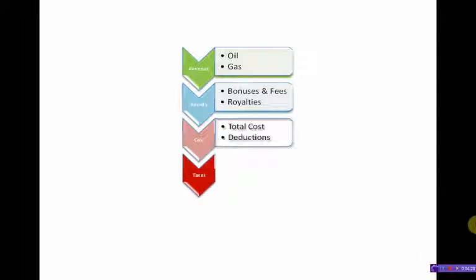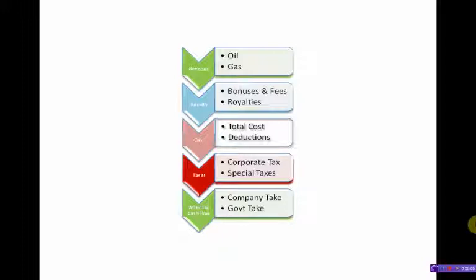Your taxes could be, again, several layers of taxes. The most common is corporate tax, and generally there are a few other taxes as well, like special taxes or special petroleum tax or petroleum profit tax or windfall profit tax. So these are the basic calculations for royalty tax regimes: your royalty, your cost deductions and taxes, and then what you end up with is your after tax cash flow. This is the final cash flow which ends up either in your hand or in the government's hand. So this is how a royalty tax regime works.